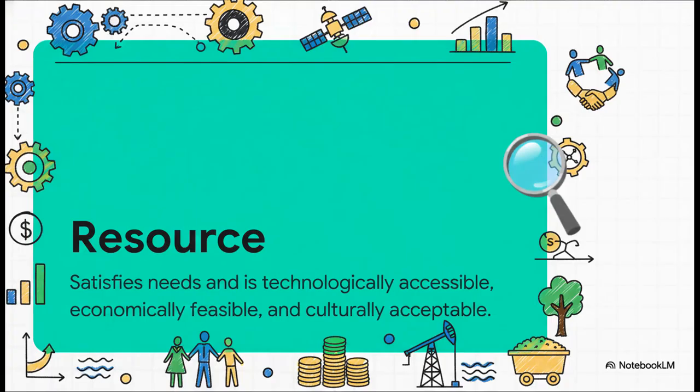Now please pay close attention to this definition. A resource isn't just anything. For something in our environment to be called a resource, it must satisfy 3 very important conditions. First, we need to have the technology to get to it. Second, it must be economically possible or feasible to use. And third, it must be culturally acceptable to our society.